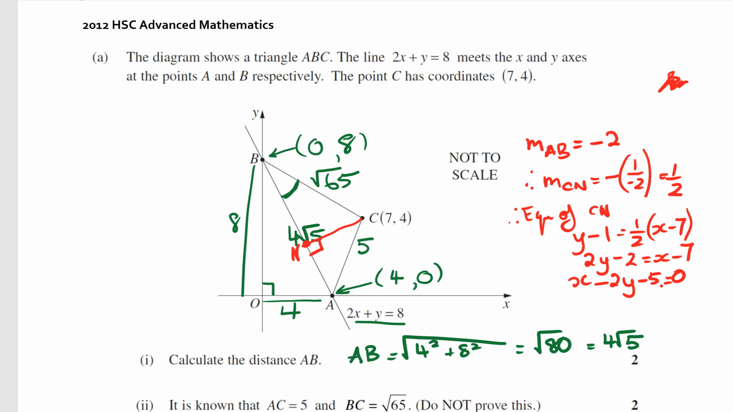And then we simply solve CN and AB simultaneously. Now, I'm not going to do that here for two reasons. One is I've run out of space, and the second is I know that you know how to solve equations simultaneously, so you could do that part just there.